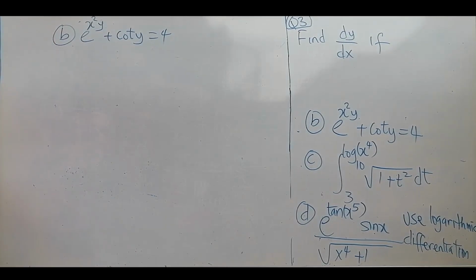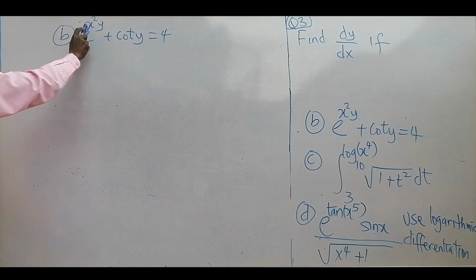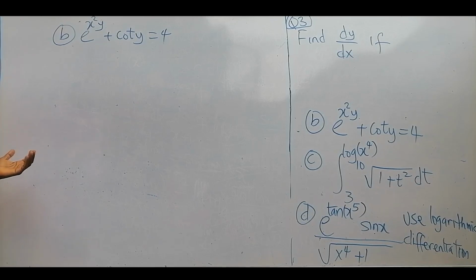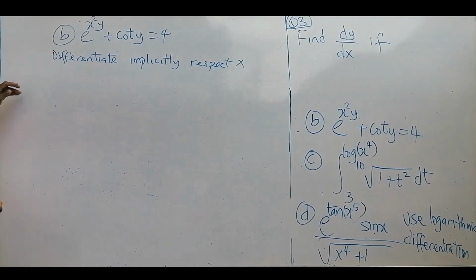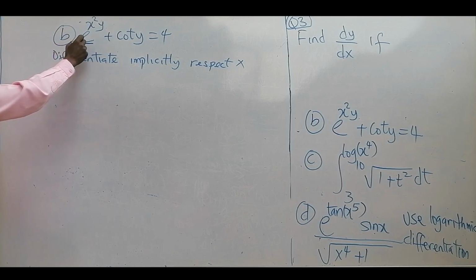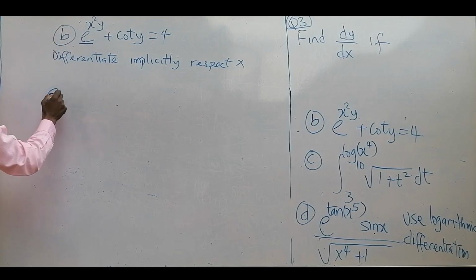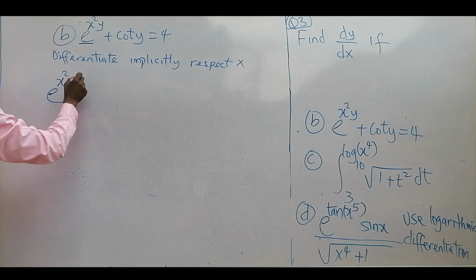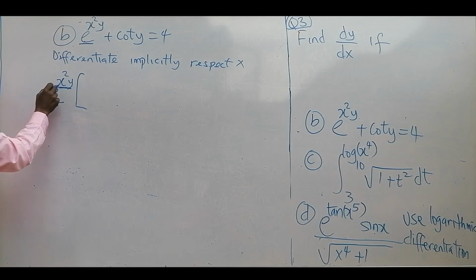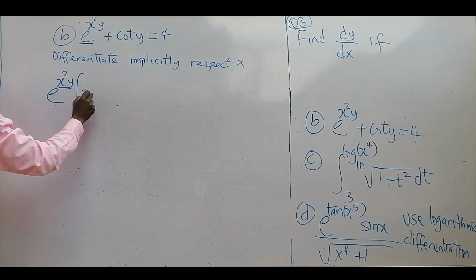The B part involves two different variables, x and y. In that case, that calls for implicit differentiation. So differentiate implicitly with respect to x. So look at this one. You know, when you differentiate e to a function, it's going to give you that function times, you now have two functions there. So I'm going to differentiate this one, so that will give me 2x. I'm taking this one as constant.